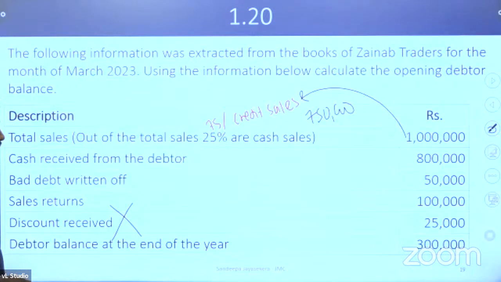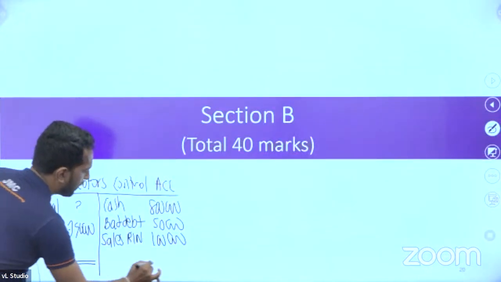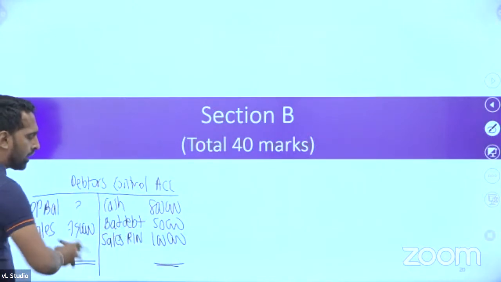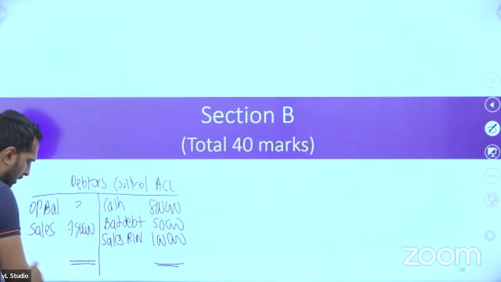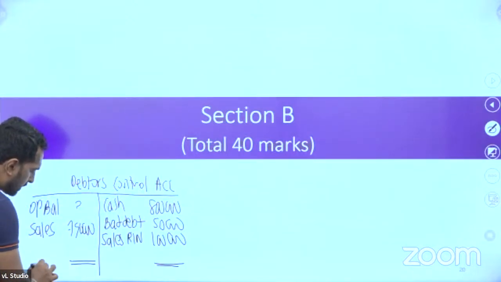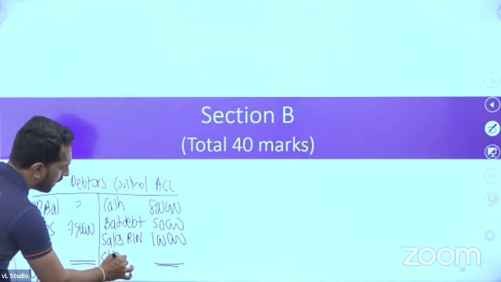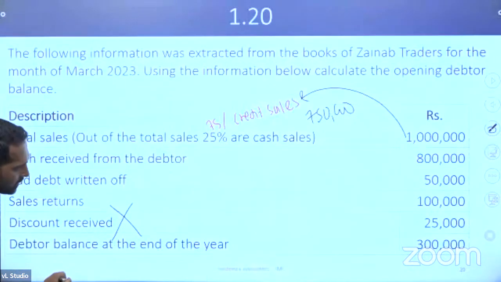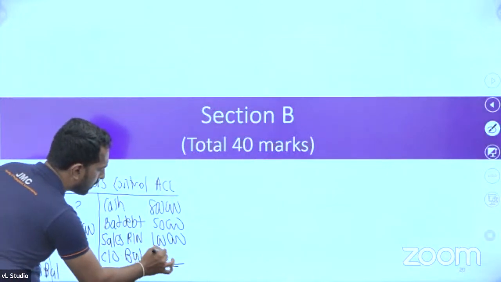Then debtor balance at the end of the year. Now we know that debtor is an asset, no? Whatever your closing balance will become an opening balance as an asset. So next year opening balance will be the last year closing balance. What they say is the closing balance at the end is 300,000.